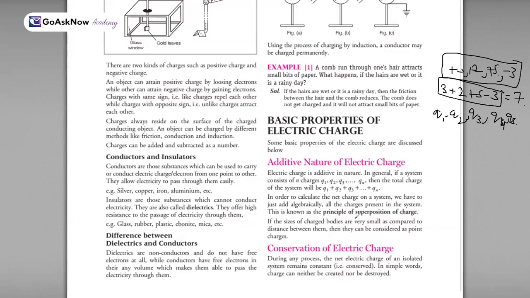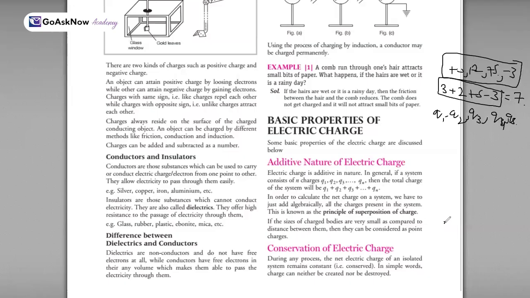Okay. And the second property of electric charge is that it is conservative in nature. During any process, the net electric charge of an isolated system always remains what? Constant. That is, it will be conserved. If you have a system of charges and you try to charge them by the conduction method, the total net charge in both the objects will be conserved. We can neither create new charge nor destroy charge.